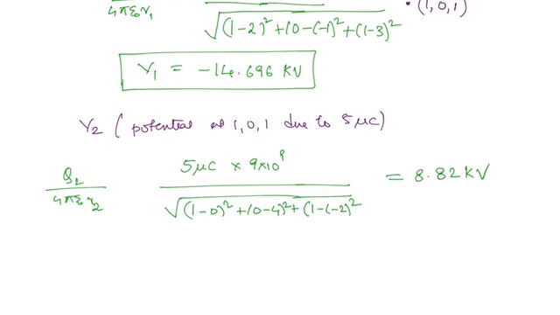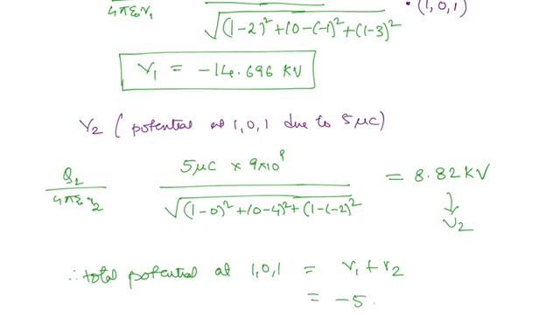So what will be the total potential? This is V2. Therefore the total potential at (1, 0, 1) is V1 plus V2. So it is going to be minus 5.872 kilovolt.